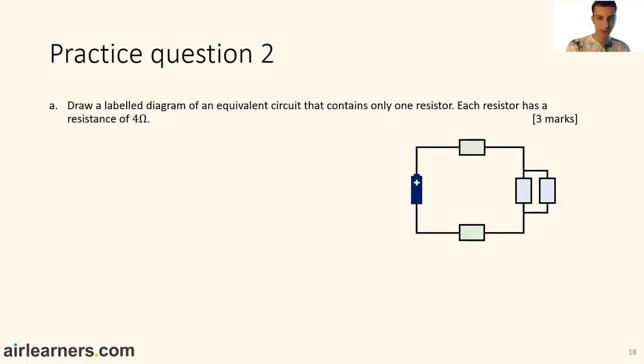Practice question 2. This will require a bit more thinking, a bit more practice, putting those formulas into use. So draw a labeled diagram of an equivalent circuit that contains only one resistor. Each resistor in the diagram has a resistance of 4 ohms. So this may require a bit of thinking just to get started, but it shouldn't take you too long. You've got 3 minutes to do 3 marks.